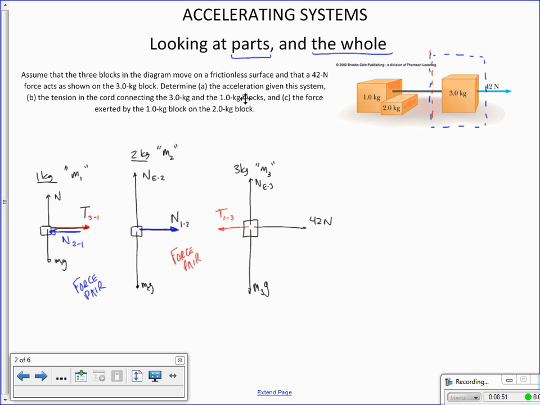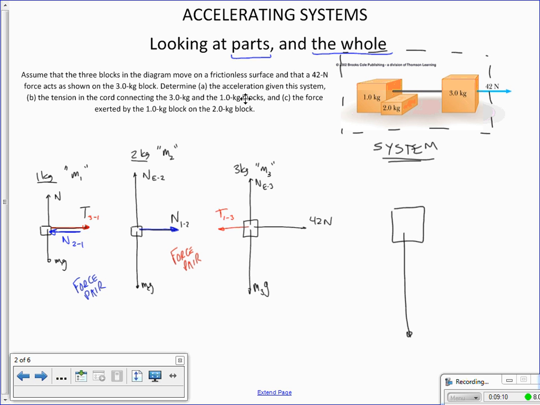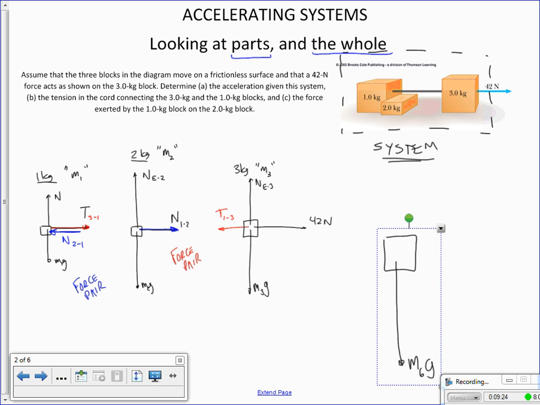Now, the other thing we want to look at is the system. Now, the system for us is everything that accelerates. And this is the system, everything in the box. So, we do this. The system weighs something. How much? Well, it weighs M6. Get it? 6 kilograms worth. M6g. Fair enough?